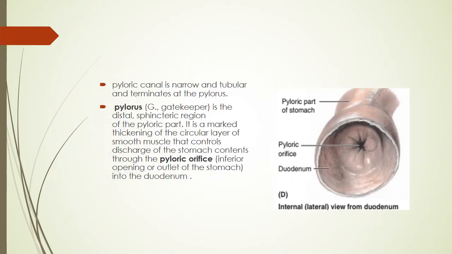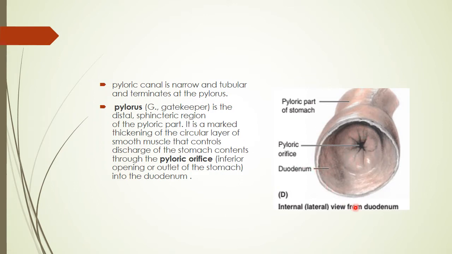Pyloric canal is narrow and tubular and terminates at the pylorus. Pylorus is a Greek word which means gatekeeper. It is the distal sphincteric region of the pyloric part.